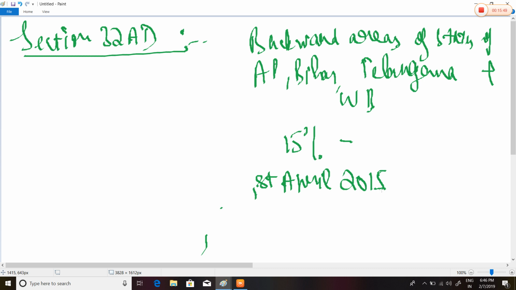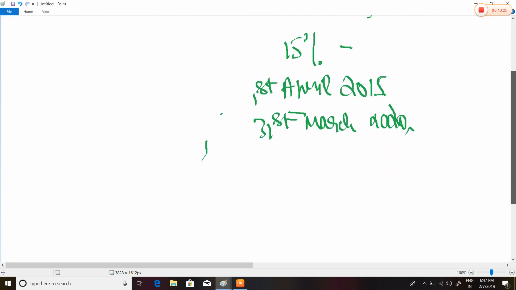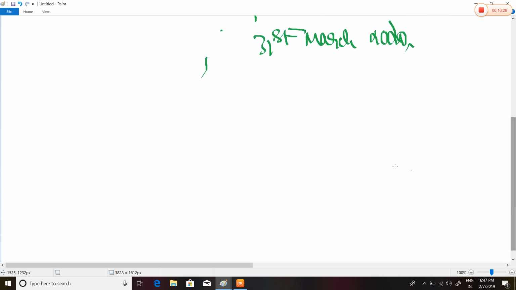And second, the SSC acquires and installs new plant and machinery for the purpose of the said undertaking or enterprise during the year between 1st April 2015 and 31st March 2020 in the said backward areas. Okay, this may be asked in MCQs. There's no practical sum for the same but it can be asked in MCQs.